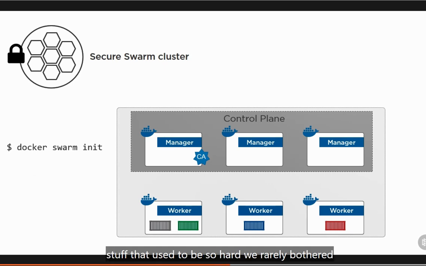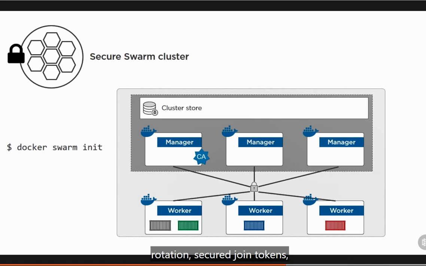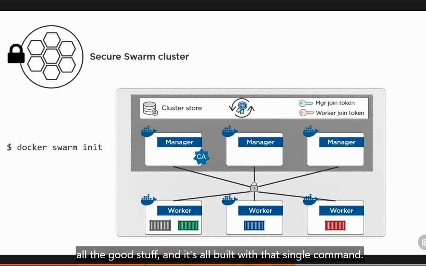Stuff that used to be so hard, we rarely bothered actually doing it. But in Swarm, it's the opposite. All the security stuff is just configured out of the box. A root CA, mutual TLS, an encrypted store, certificate rotation, secure join tokens, all the good stuff. And it's all built with that single command.